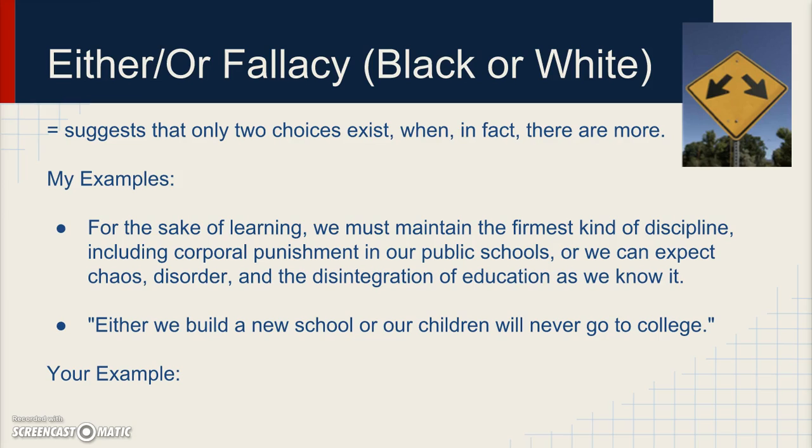The second example says either we build a new school or our children will never go to college. We know that those are not the only two options. If you don't build a new school, it doesn't mean that your children will never go to college. However, the sentence appears that there are only two options.